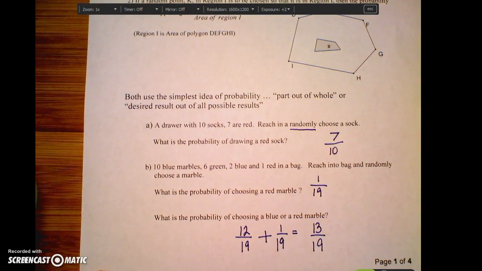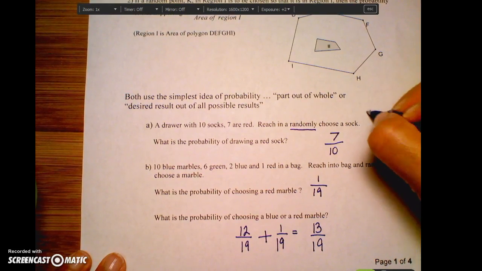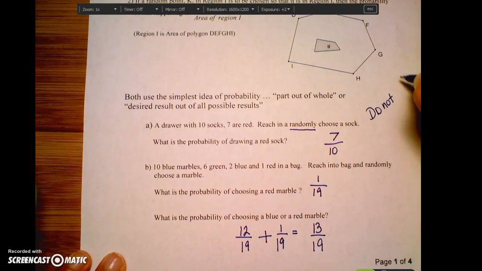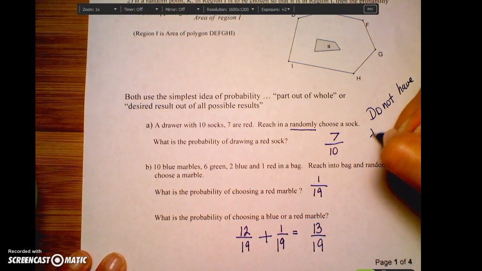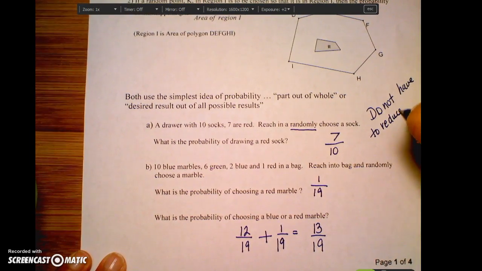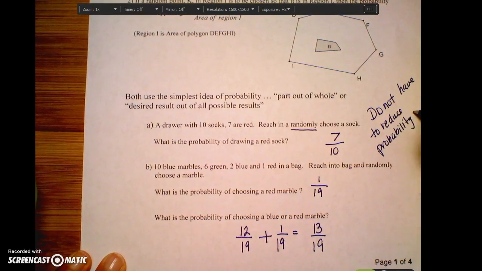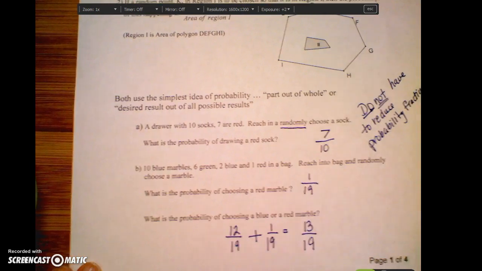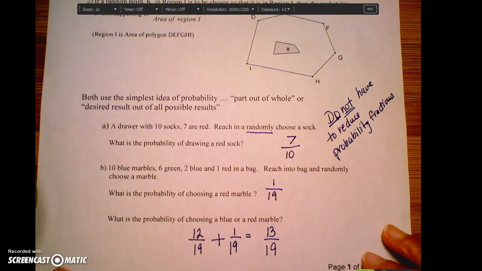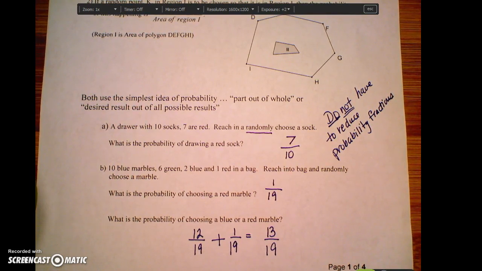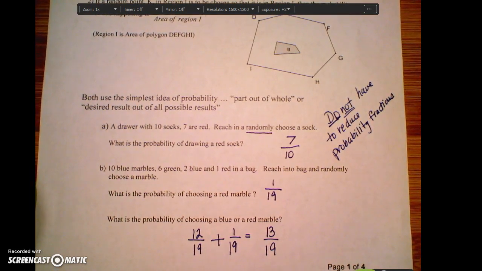Now, with probability, unlike other fractions that we'll create, you do not have to reduce. I'll make a note of that. Do not have to reduce probability fractions. Whoops, off the page. Don't have to reduce probability fractions, and that might be important to you as we proceed. Okay, we're going to go on to page 2 and the examples on that page.